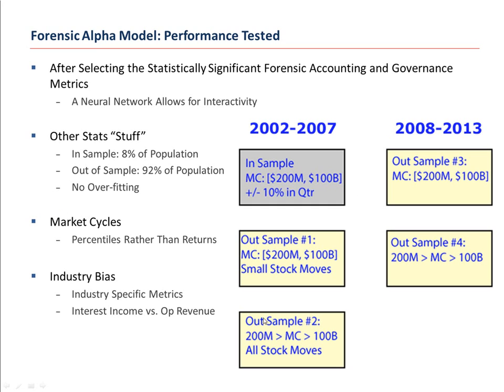In fact, if I were to give you these 6 samples and just number them 1, 2, 3, 4, 5, and give you the stocks, the names, and the returns in the FAM rankings, you wouldn't be able to tell me which one of these 5 was actually the in sample.